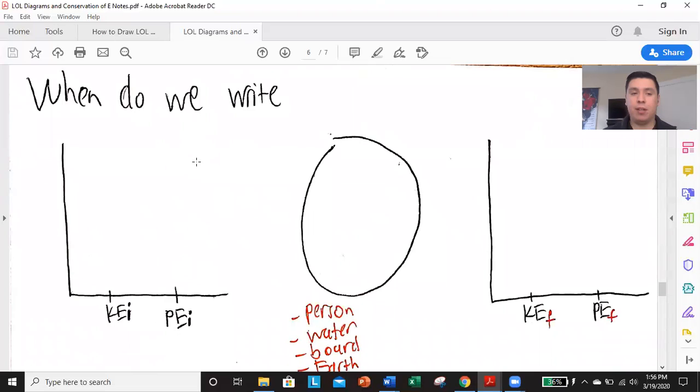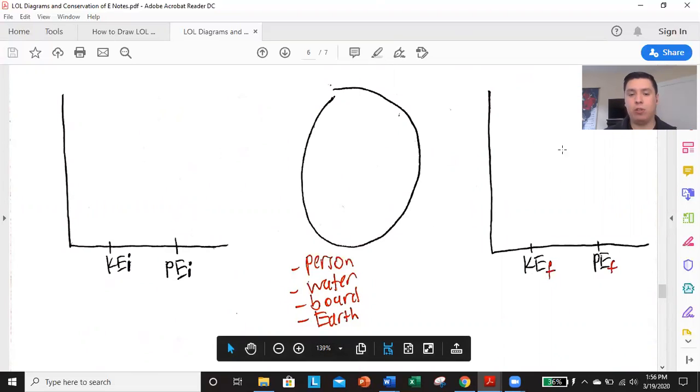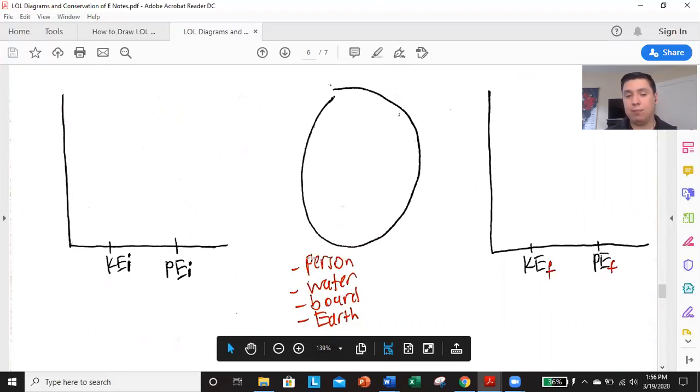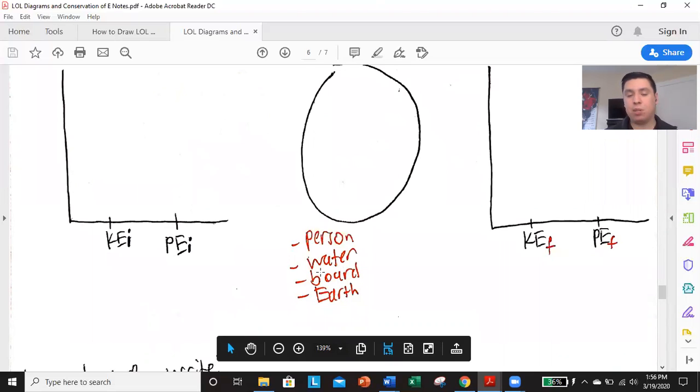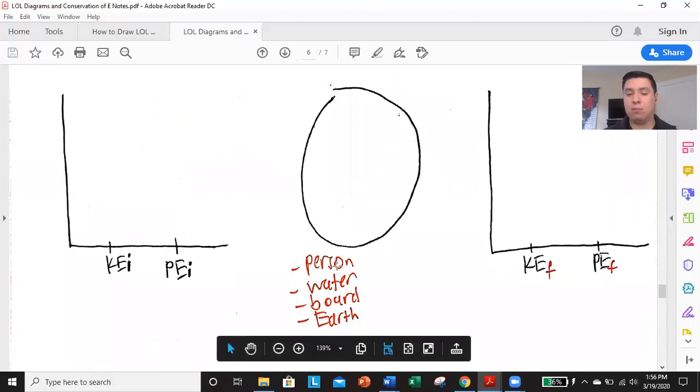So when do we write? From this point, we're going to do the initial and final case, and then the different parts of a system. So we write down the points based on when the situation happens. The initial case is before the person jumps off the diving board. The final case is after. And then I wrote down a list of potential objects that can be part of the system. There's a person, the water, the board itself, and the earth itself because of the gravity.